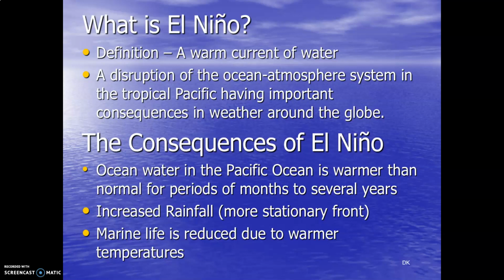The consequences of El Nino. Ocean water in the Pacific Ocean is warmer than normal for periods of months to several years. Increased rainfall or more stationary fronts. Marine life is reduced due to warmer temperatures.